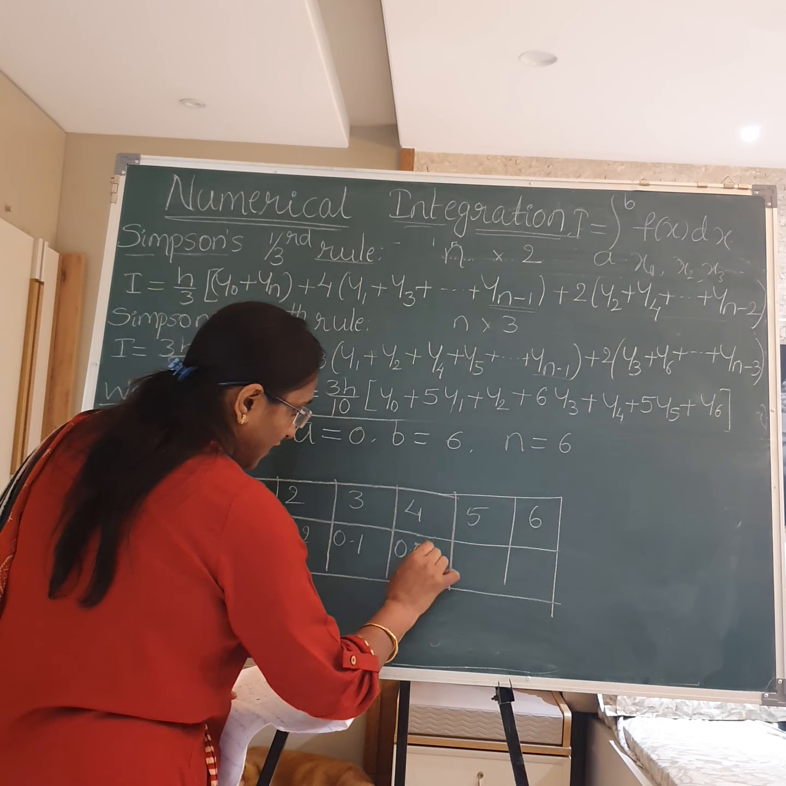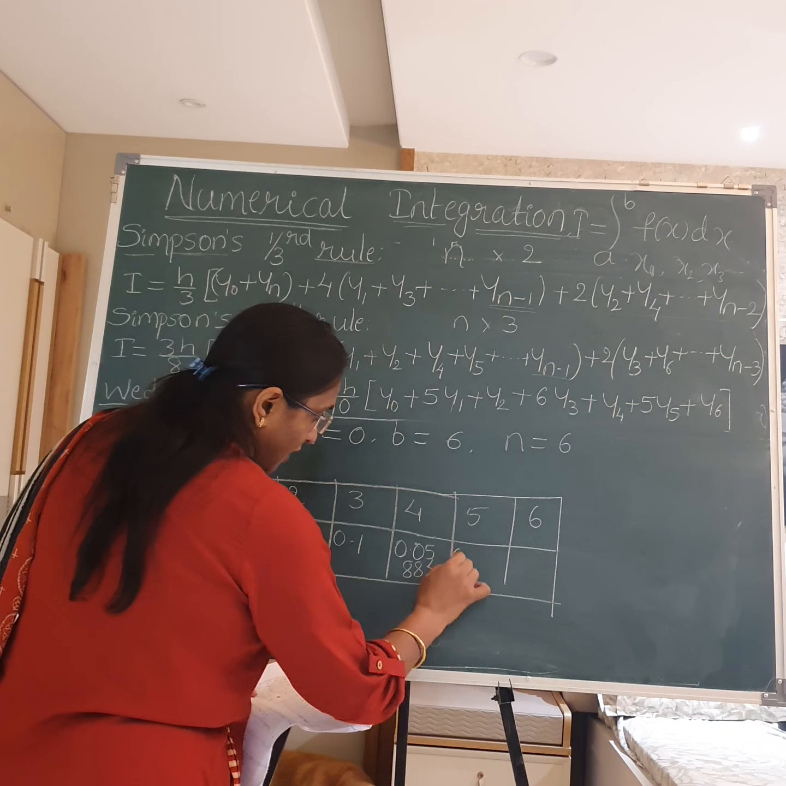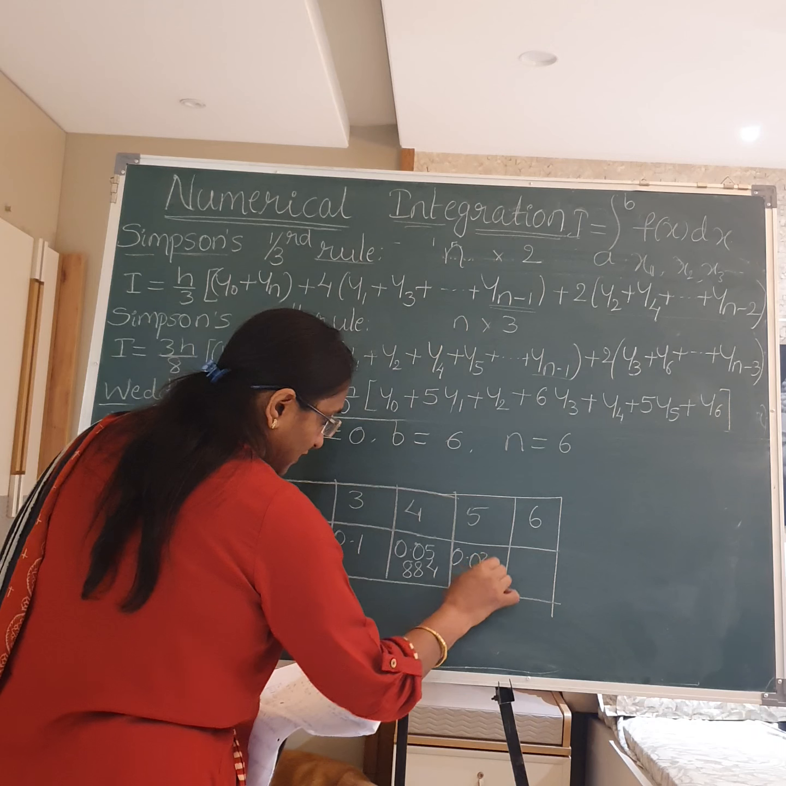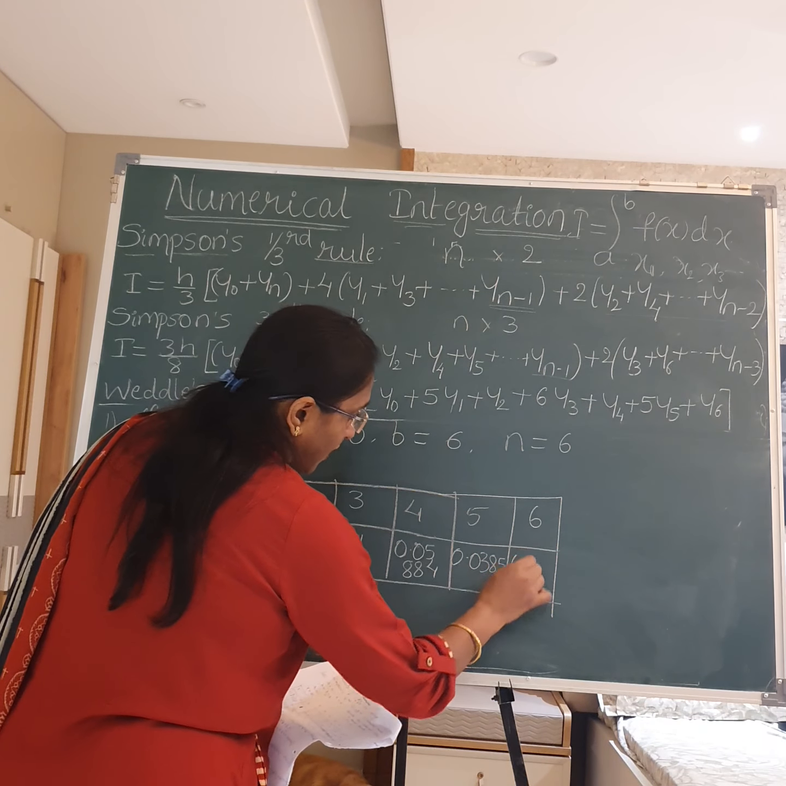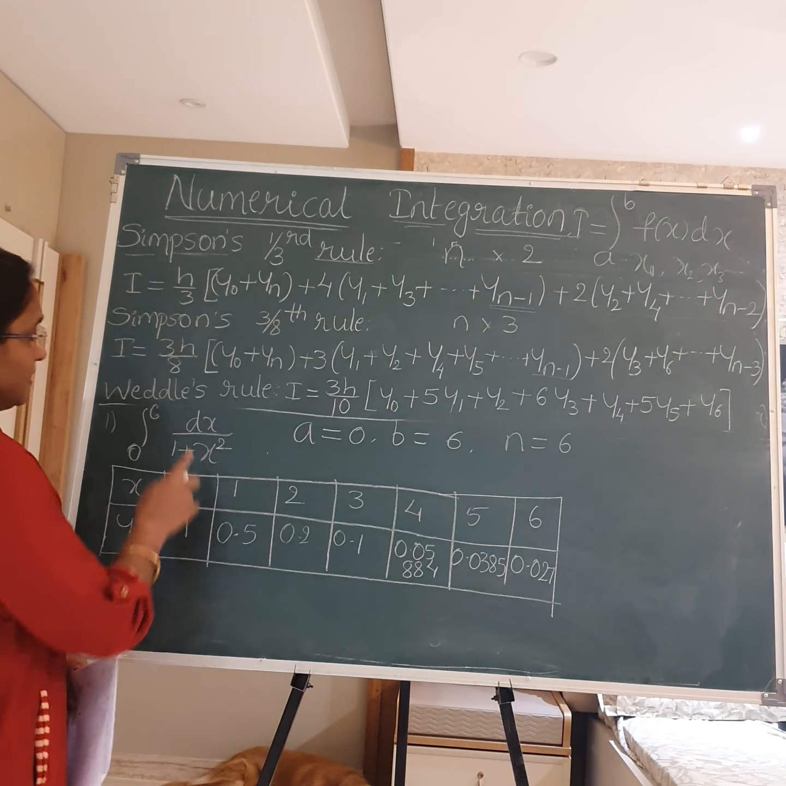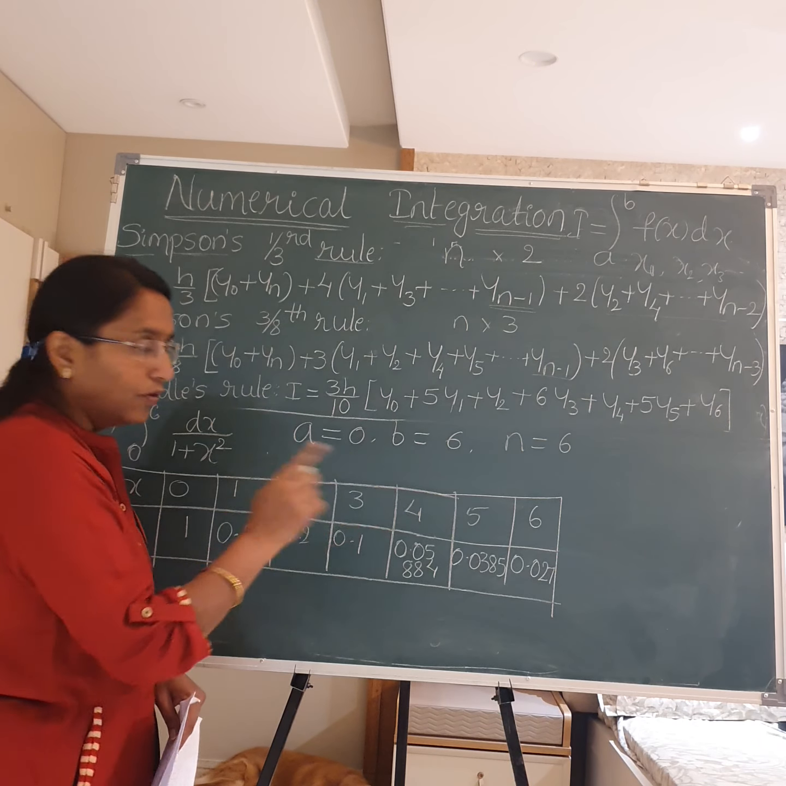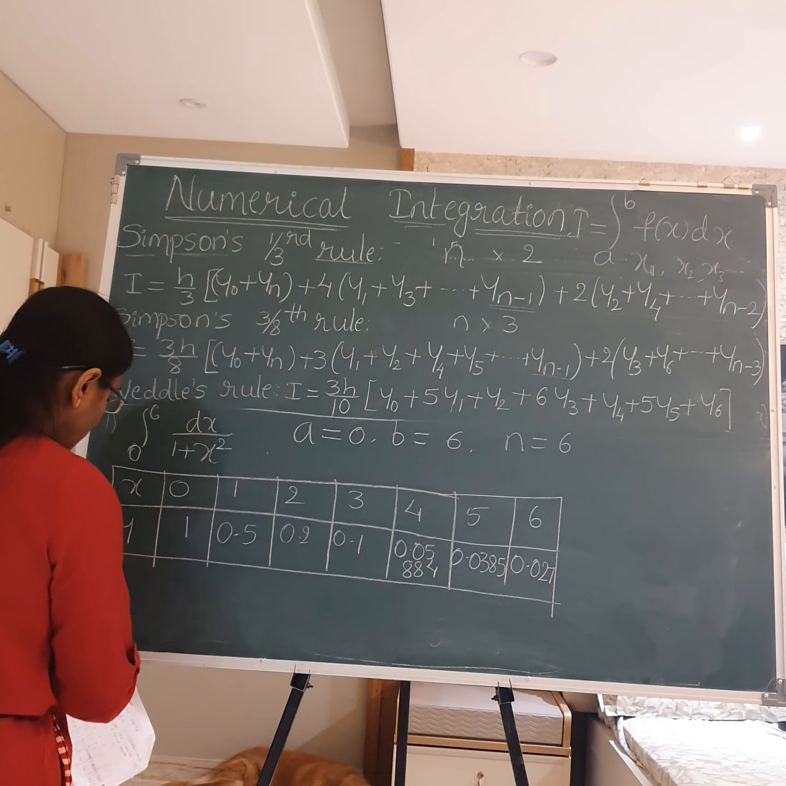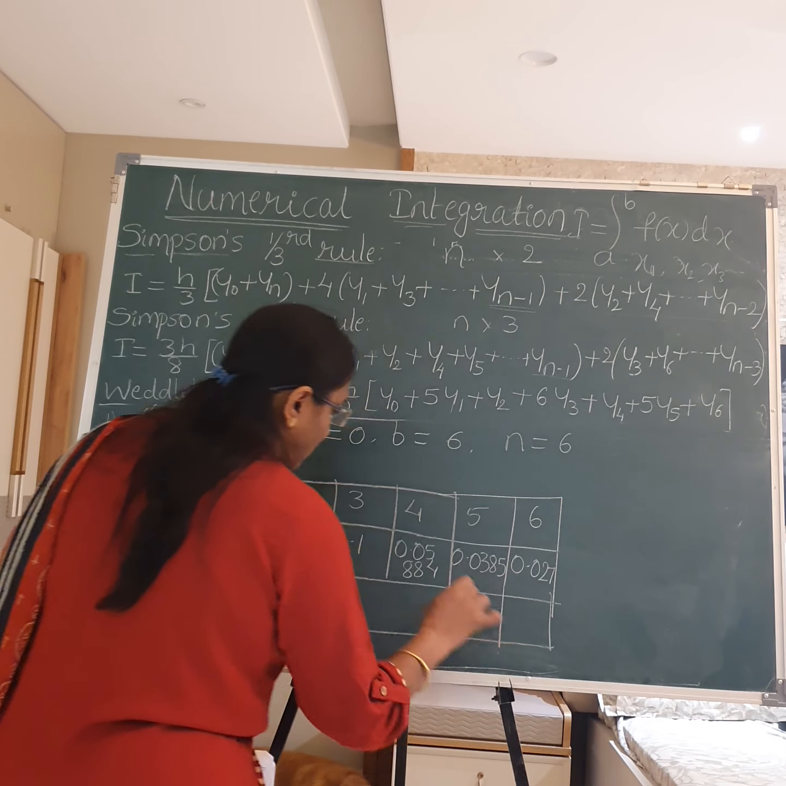0.5, 0.0588, 0.0385, 0.027. Just you also calculate. In place of X, just substitute 1, 2, 3, 4 like that. We get these values, and we want Y0, Y1 and all. Here only we will write those.